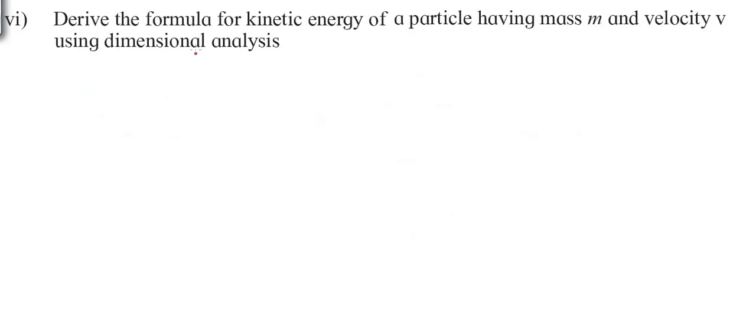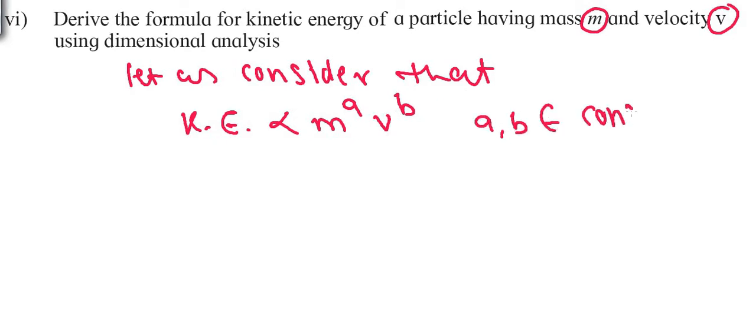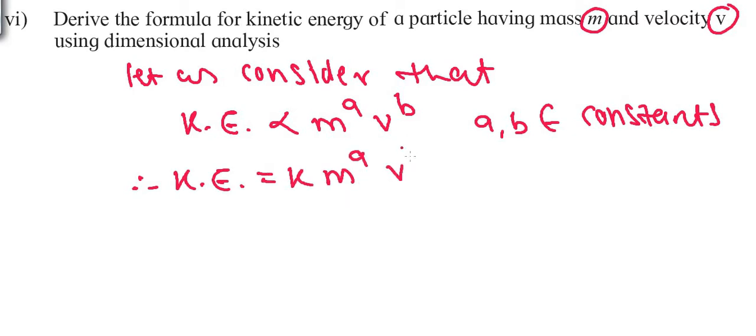Next question. Derive the expression or formula for kinetic energy of a particle having mass m. So mass of the particle is m and velocity v, using dimensional analysis. Let us consider that kinetic energy is proportional to mass raised to a and velocity raised to b, where a and b are constants. Now converting this proportionality into equality, we get kinetic energy is equal to a constant of proportionality into m raised to a and v raised to b.